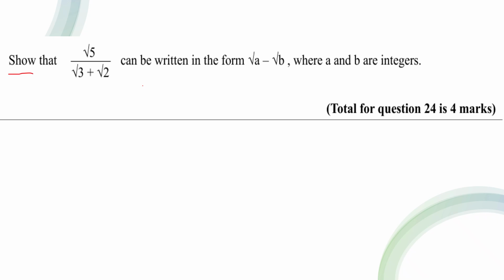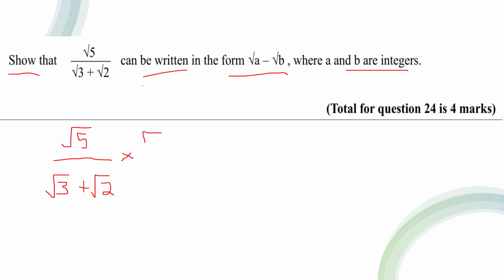Okay, folks, we're asked to show that the square root of 5 over the square root of 3 plus root 2 can be written in the form root a minus b, where a and b are integers. So I'm going to multiply top and bottom of this fraction by the conjugate of the denominator, i.e. same as the denominator, but I'm going to flip the sign. Instead of having plus root 2, I'm going to multiply numerator and denominator by root 3 minus root 2.